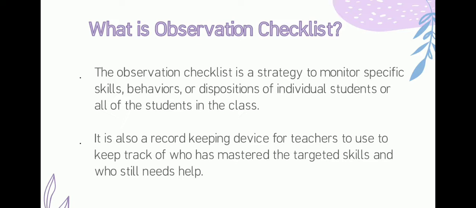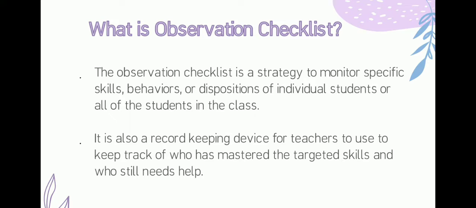So the observation checklist is a strategy to monitor specific skills, behaviors, or dispositions of individual students or all of the students in the class. So an observation checklist is a list of things that an observer is going to look at when observing a class, such as their skills, their behavior, and as well as the dispositions of every student in the whole class.